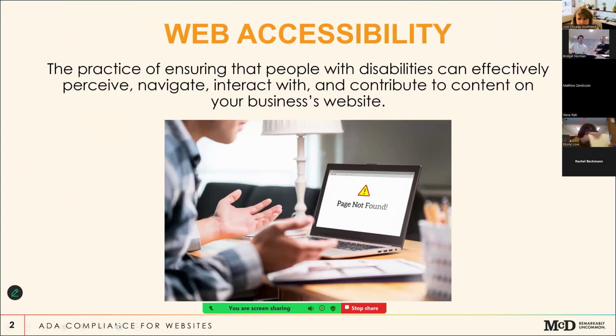What we're going to be talking about today is web accessibility. Web accessibility is the practice of ensuring that people with disabilities can effectively perceive, navigate, interact with, and contribute to the content on your business's website. We're all very familiar with what ADA accessibility looks like for physical spaces: adding a ramp, making doorways a certain width, that sort of thing. But today we're talking about what it looks like to make a website accessible.